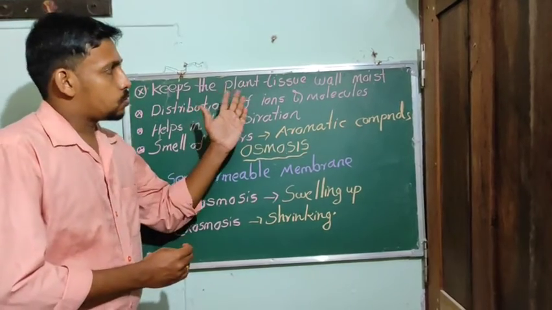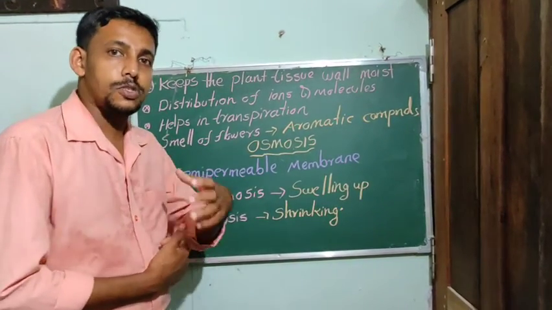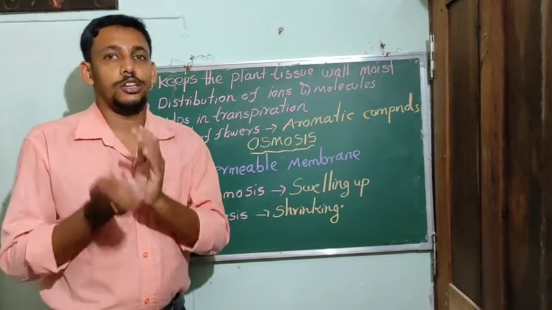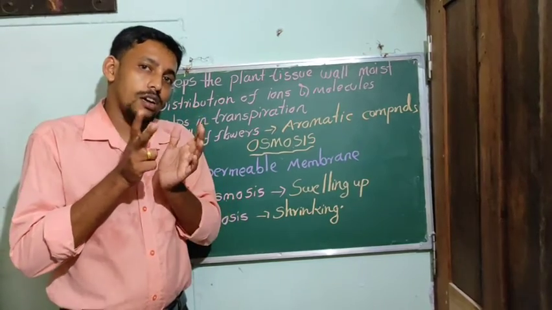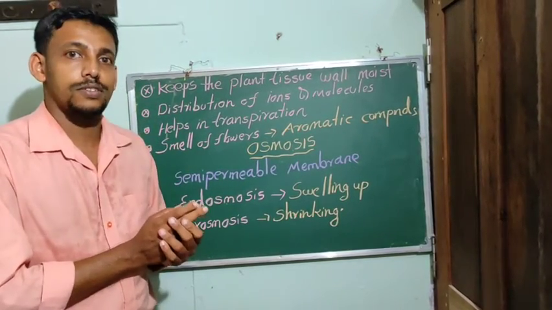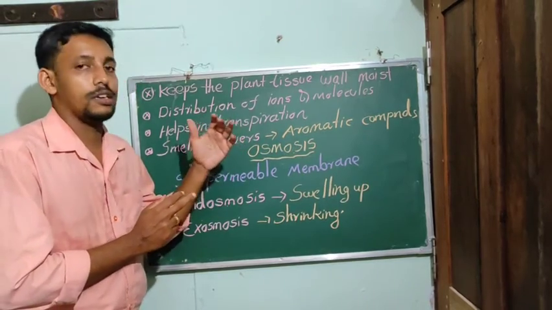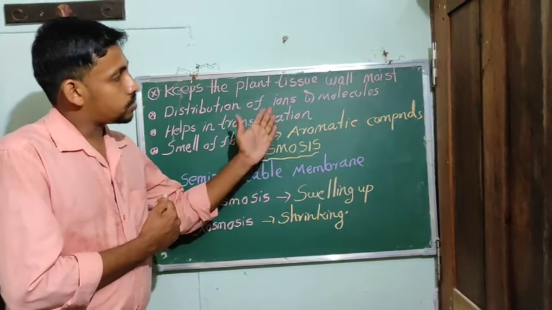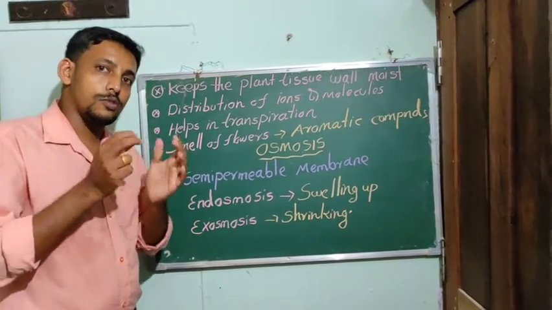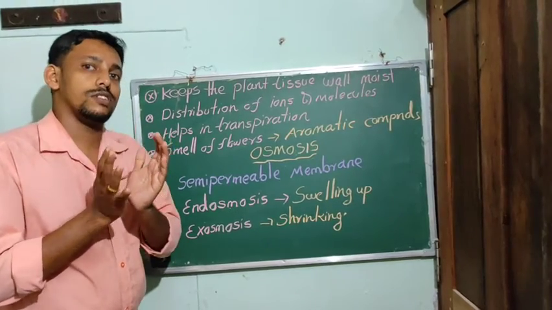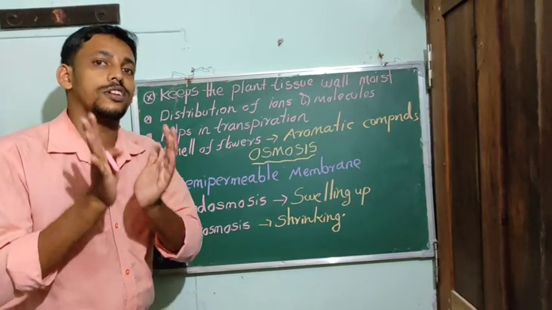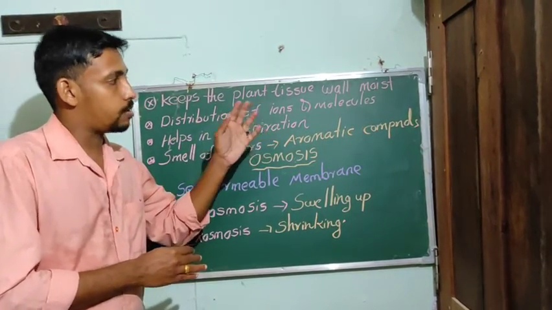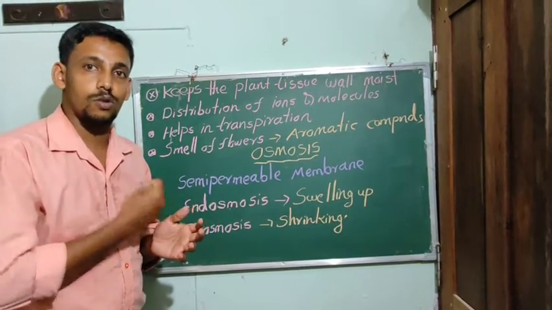Diffusion keeps the plant tissue wall moist. It helps to keep the internal tissue wall of the plant in a moist condition, so the internal tissue wall may always be wet. It is due to diffusion. Then the distribution of ions and molecules is due to the process of diffusion, throughout the protoplast, throughout the cell.